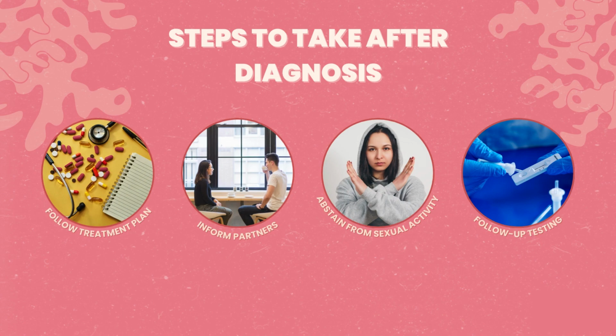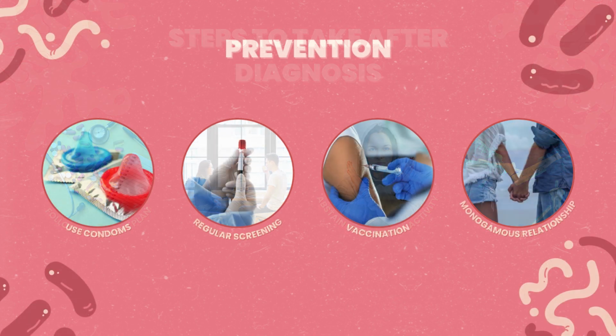If ever diagnosed with an STD, it is important to complete the full course of prescribed medication even if the symptoms disappear. Notify sexual partners so that they can get tested and treated if necessary. Avoid sexual contact until the treatment is completed and the healthcare provider confirms the infection is cleared. Get retested after completing treatment to ensure the infection is cured, especially for bacterial STDs.